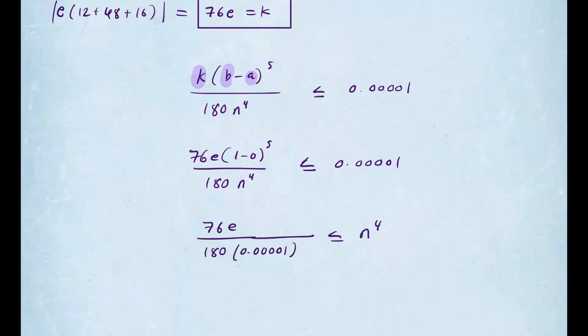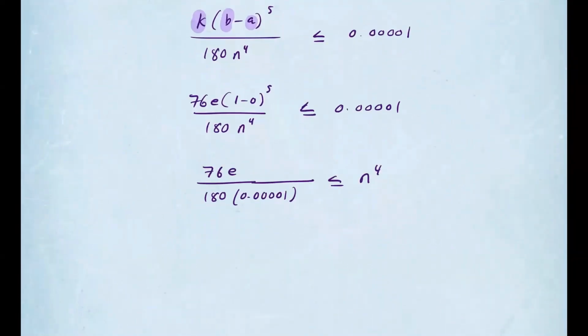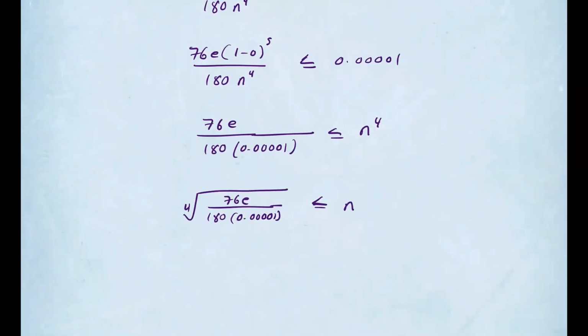Now here you do need to use a calculator to figure out this number. The last thing you would do is take the fourth root of this number. If you take the fourth root of 76e over 180 times 0.00001, you'll get your n value, less than or equal to that. After I plug this into my calculator, I get about 18.4 less than or equal to n. In other words, we want n to be greater than or equal to 18.4.